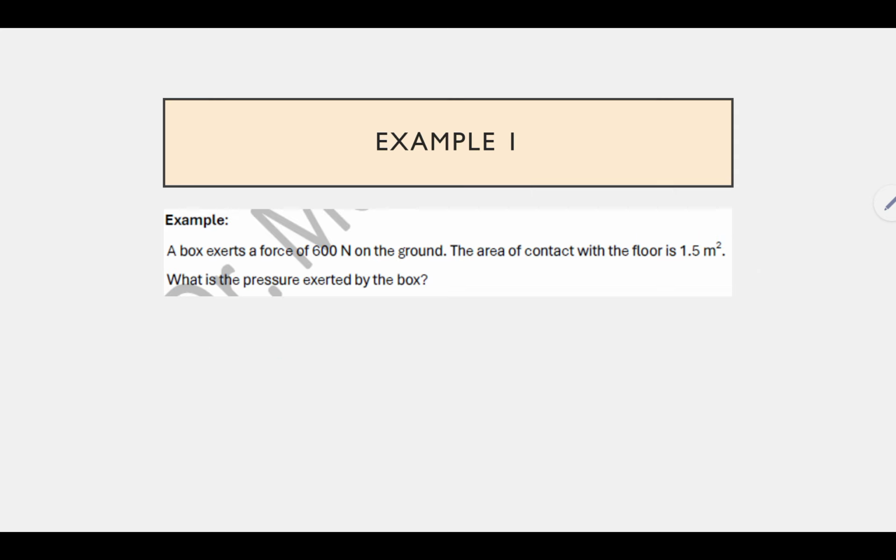Here's an example. A box exerts a force of 600 Newton on the ground. The area of contact with the floor is 1.5 meters squared. What's the pressure? Pause the video and unpause to check your answer. Pressure is force over area, 600 over 1.5, 400 Pascal. Why did I write Pascal? Because force is in Newton, area is in meters squared.